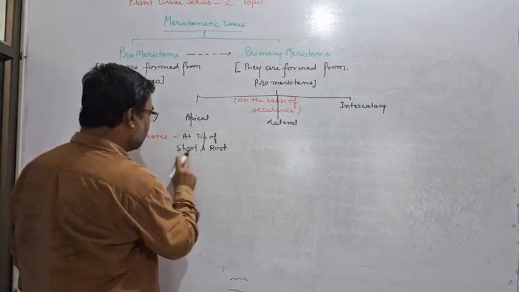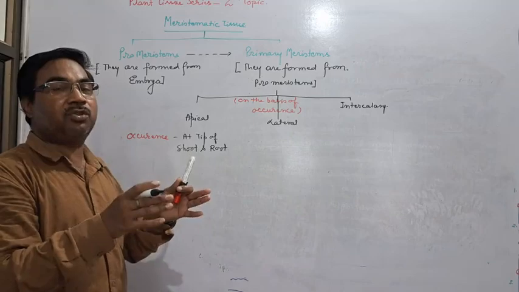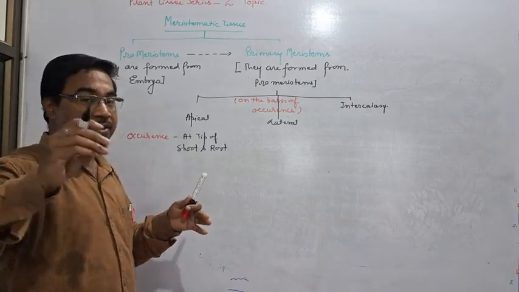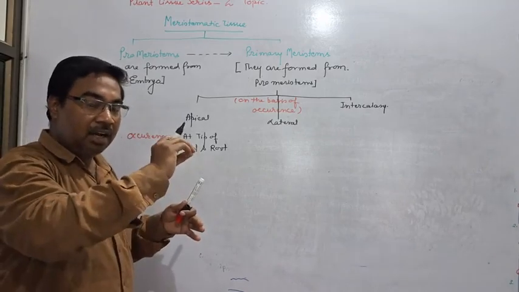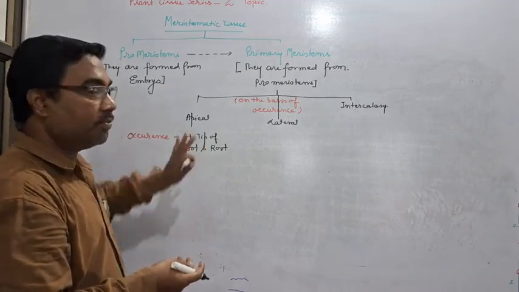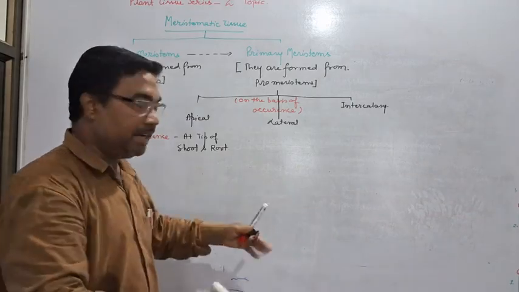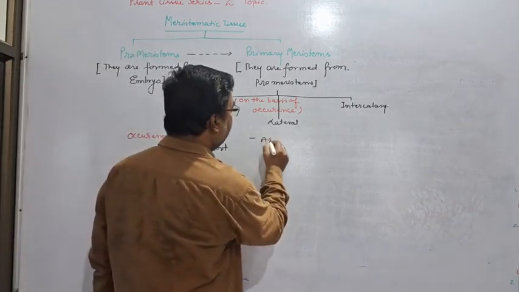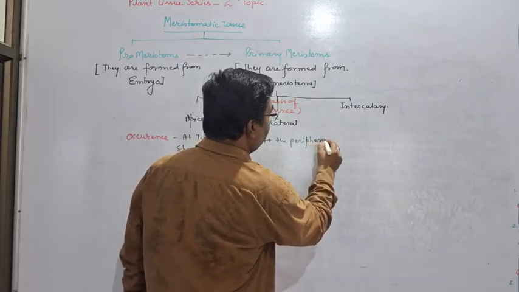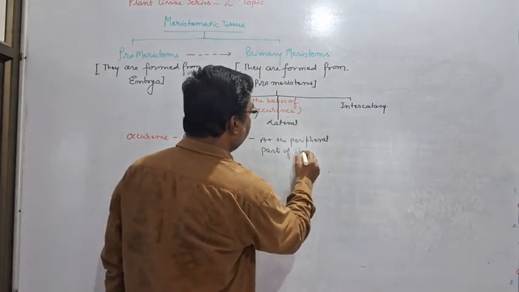I am writing here shoot. It doesn't mean only stem. It means each and every part of the shoot. That means in branches, you will see the extreme end of the branch. You can imagine the leaves, new buds, new flowers. So at the tip of root and shoot. Now lateral, as the word represents, lateral means side by side. So these are found at the peripheral parts of shoot and root.